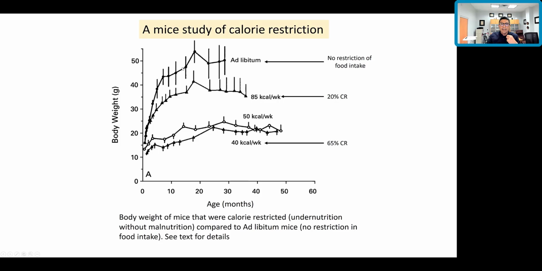The ad lib mouse, they are heavier. They almost reach about 50 grams. With 20% less calories, they are around 35 grams. With 65% less calories, they're about 18 to 20 grams. So that is their weight.